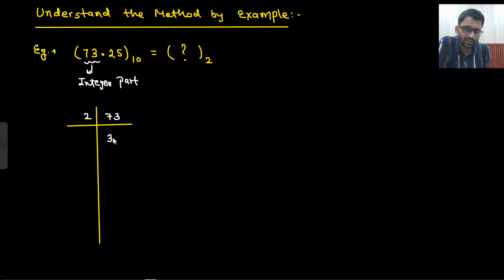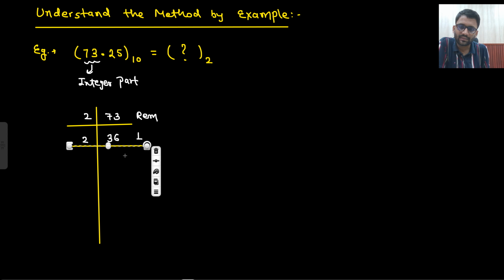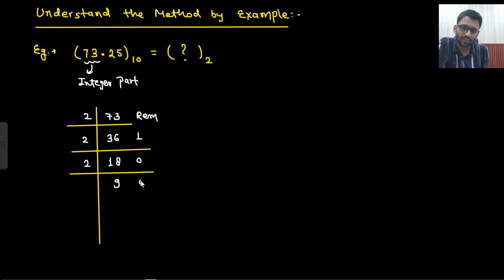What we will get? 36 and remainder is 1. So here I will write my remainder. Remainder is 1. I will again divide. What I will get? Remainder as 0. Now again I can divide by 2. What remainder I will get? 0. Then again I can divide by 2. What remainder I will get? 2 4s are 8. I will get remainder as 1.